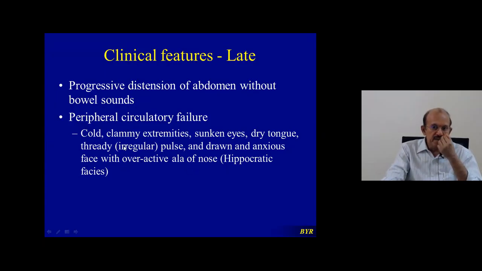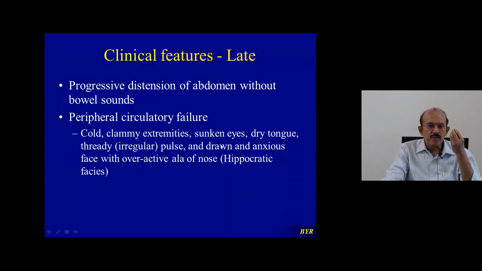Cold, clammy extremities are present for any case of shock. If the shock is due to loss of fluid, then these additional features will be there. That is sunken eyes. So eyes are drawn inside because of the reduced fluid in the body. So all the body tissues, extracellular fluid has been depleted. Because of the loss of this fluid from the extracellular compartment, the patient will be having sunken eyes. Eyes will be drawn inside.